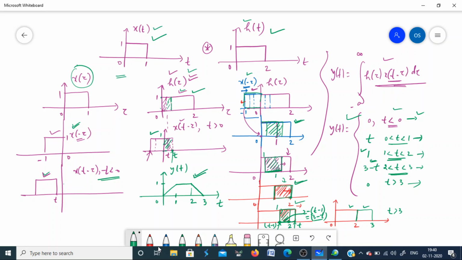Okay, so you have a problem: you have to find the convolution of x(t) with h(t) using this equation, y(t) equals the integration of x(tau) h(t minus tau) d tau. It means that in place of folding and shifting x(tau), you have to fold and shift h(tau), and you have to find the solution. Your answer should be the same as this. Okay, this solution you have to submit.